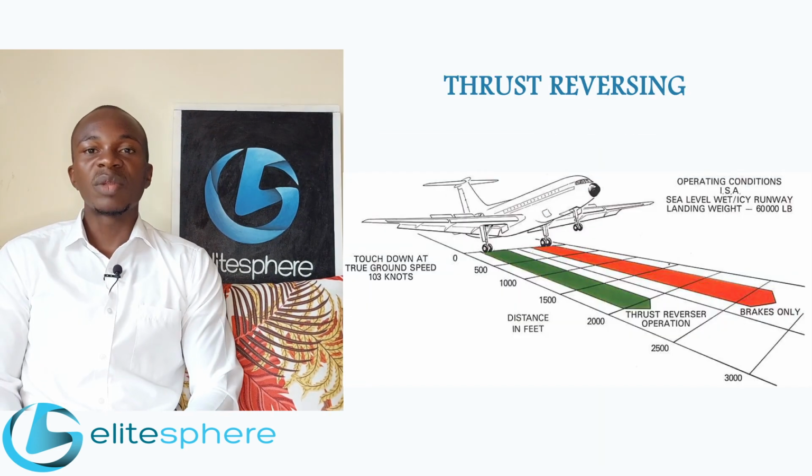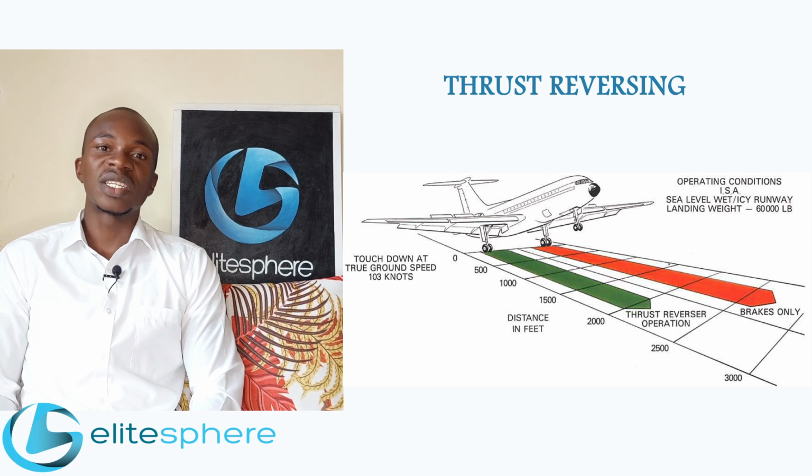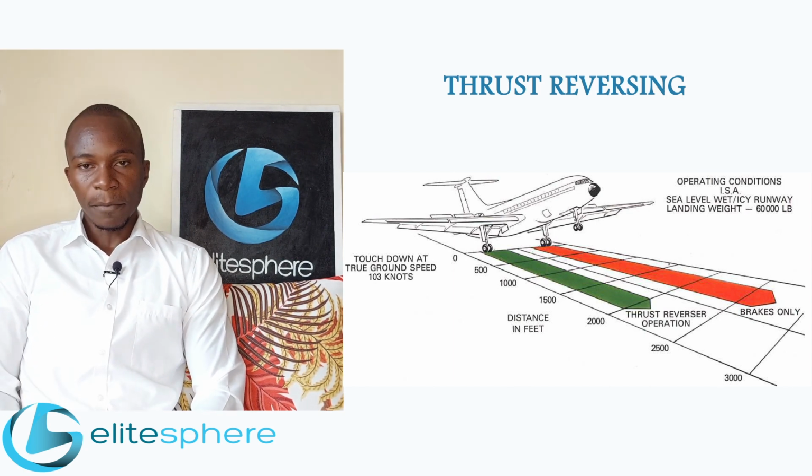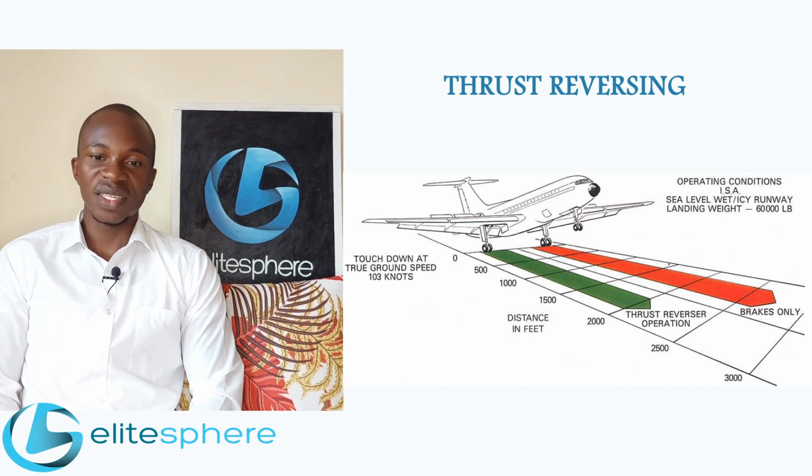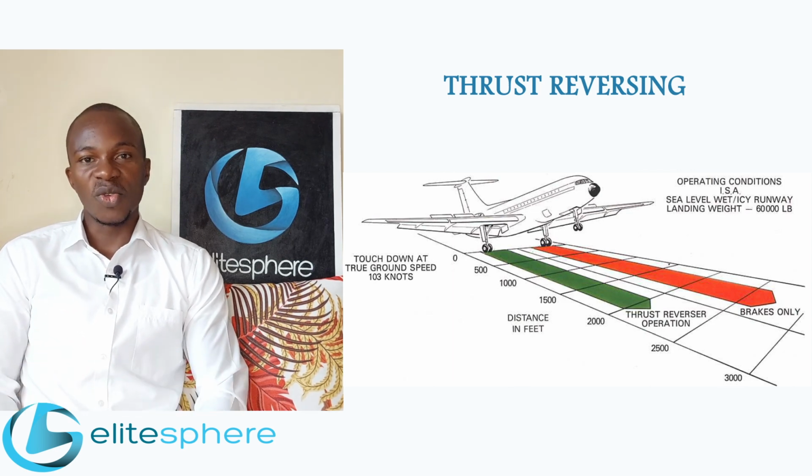In this video, we start by looking at the thrust reversing function that can be incorporated in the exhaust system of some gas turbine engines. Thrust reversing is the change in direction of the exhaust gases in order to bring the aircraft to a stop, thus reducing the landing run of an aircraft.